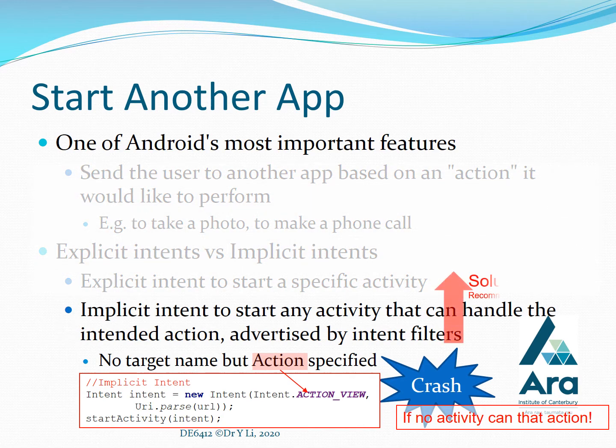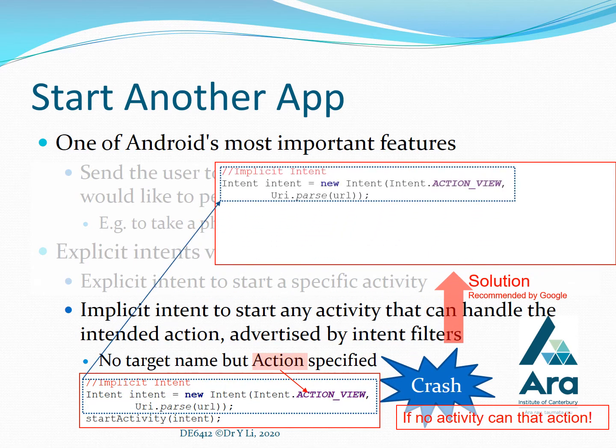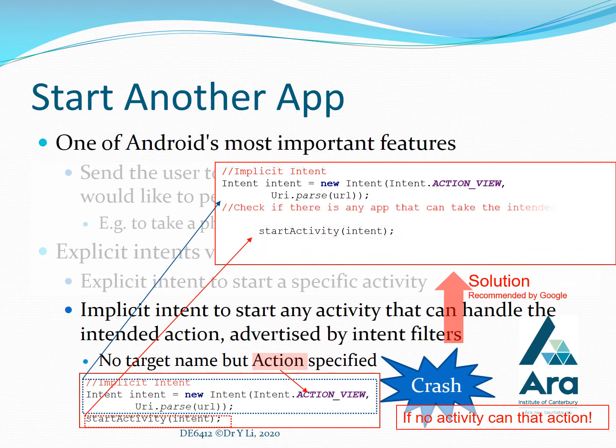The solution, which is recommended by Google, is that we create the implicit intent as normal, and use the intent to start an activity later, but only after we have checked if there is any app that can take the intended action or not. If not, we don't start the activity.